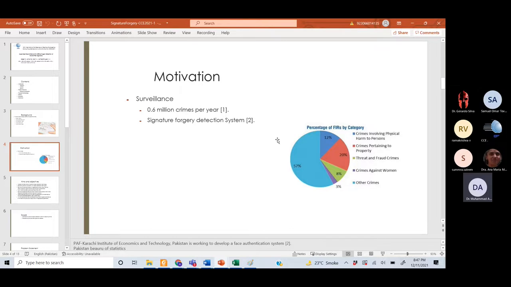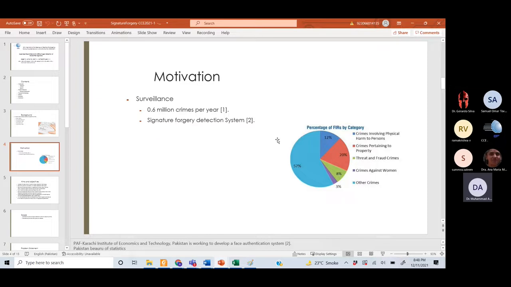So the motivation of our work is to provide surveillance systems. We can see from this slide that about 0.6 million crimes per year are related to signature forgeries, and sometimes it becomes very difficult for multinational, national and international banks to detect forgery, because there are very similar signatures and very small changes which cannot be detected by the naked eye or by operational personnel who remain busy in their routine activities, and they cannot identify the forged signatures.